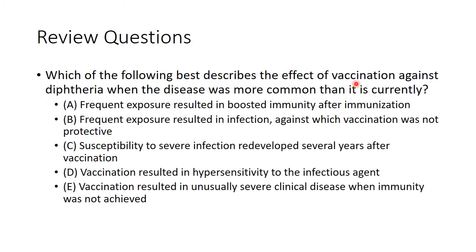So, which of the following best describes the effect of vaccination against diphtheria when the disease was more common than it currently is? Frequent exposure resulted in boosted immunity after immunization. Frequent exposure resulted in an infection against which vaccination was not protective. Susceptibility to severe infection redeveloped several years after vaccination. Vaccination resulted in hypersensitivity to the infectious agent. Vaccination resulted in unusually severe clinical disease when immunity was not achieved. So, which one of these do you think we can rule out based on this?